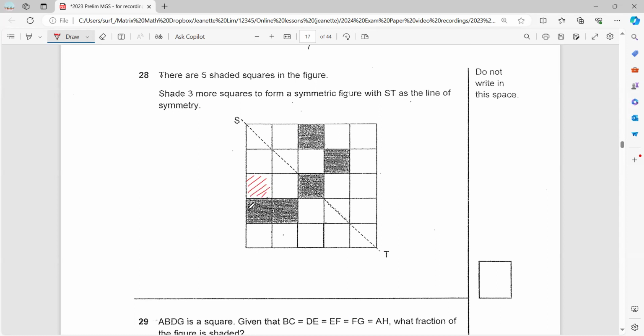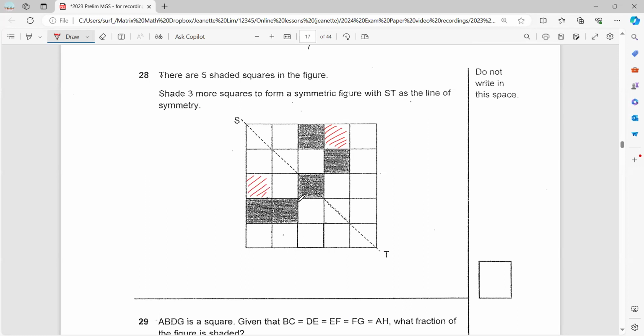Then this one here will correspond to, you go like this, the second square away from the line of symmetry. So 2 squares away is this one. You need to shade this. This is right in the middle. So okay, this is symmetrical because this one is here as well.